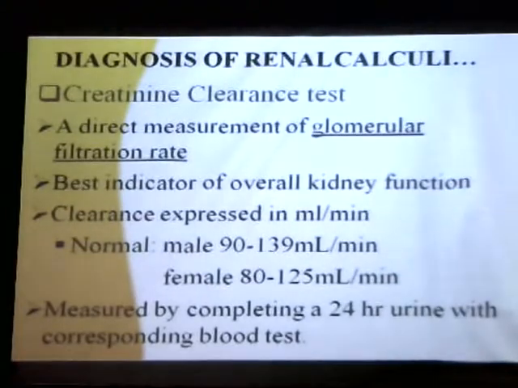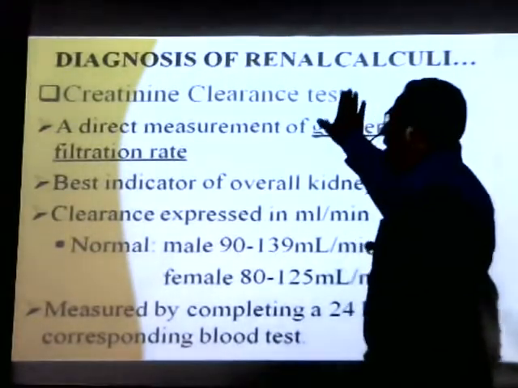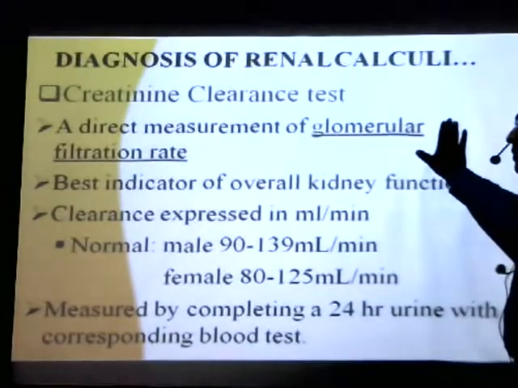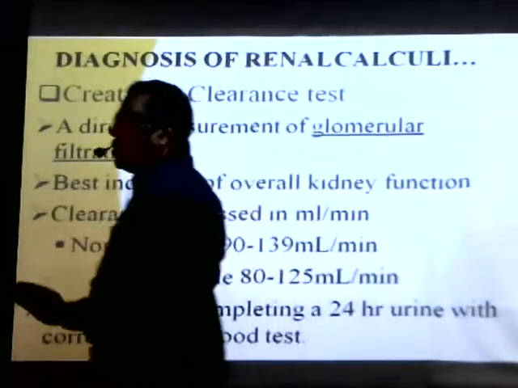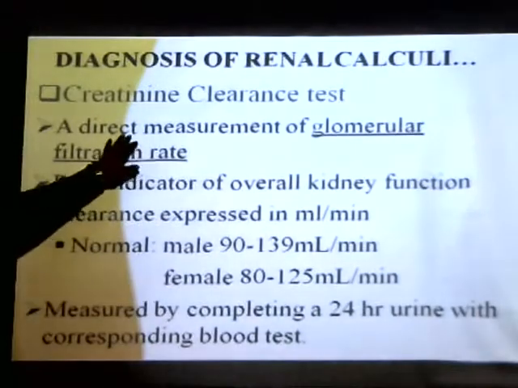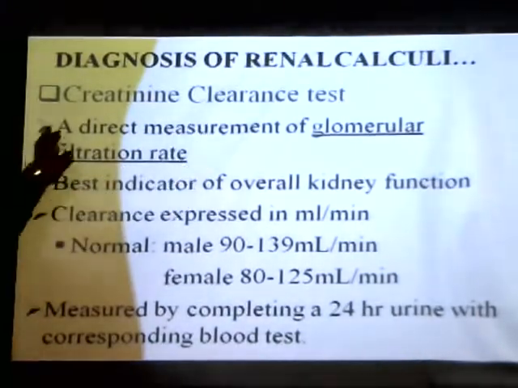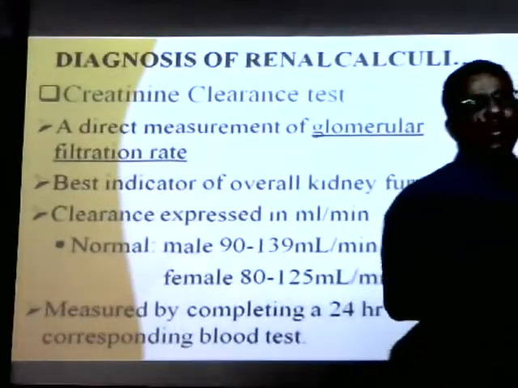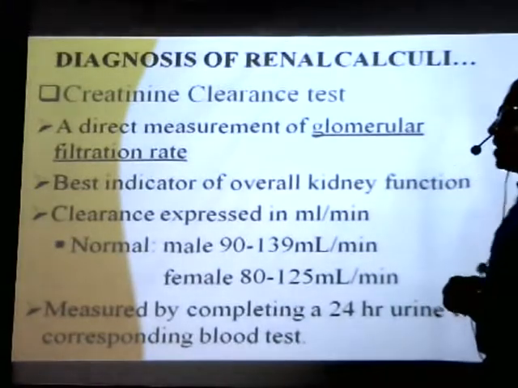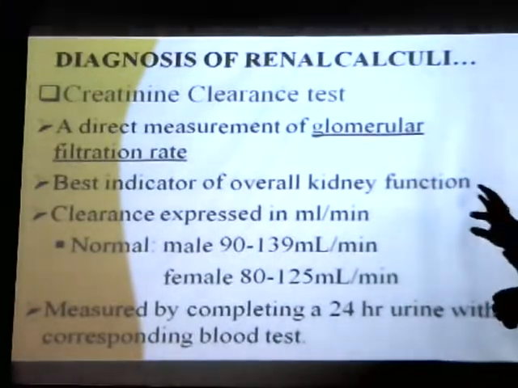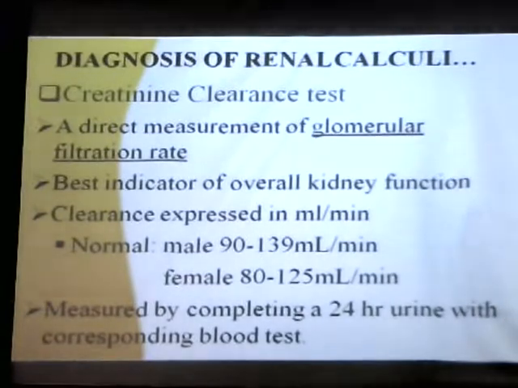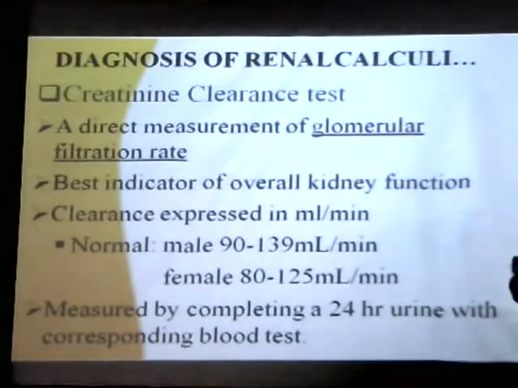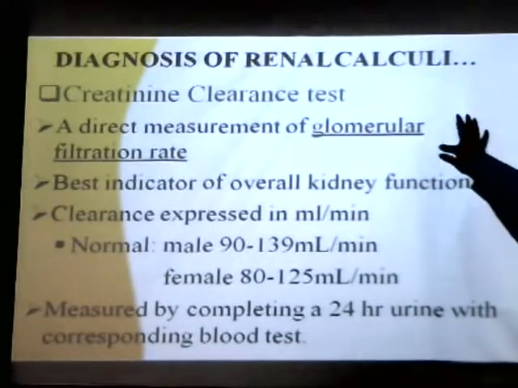We also perform the CCT, known as the creatinine clearance test. It is a direct measure of glomerular filtration rate. We discussed this in the section on renal function tests, where we consider clearance of creatinine to estimate the GFR. Kindly refer to the link to understand how creatinine measurement can lead to GFR. It is the best indication of overall kidney function, with clearance expressed in ml per minute. Normal is 90 to 139 ml per minute for males, and for females 80 to 125 ml per minute. So this is the GFR.